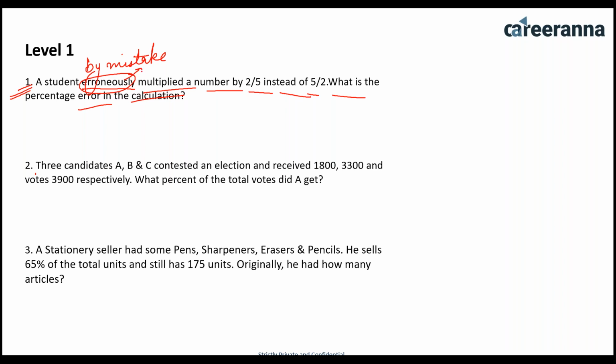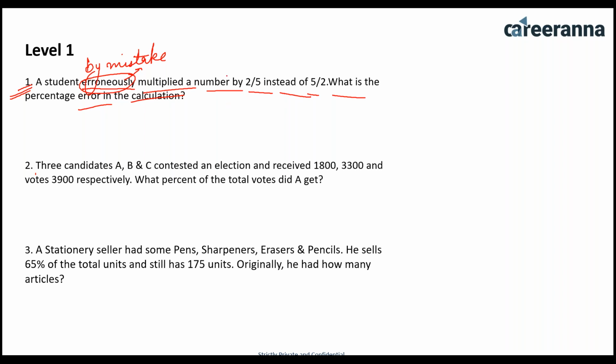Guys, please try to solve this question. Okay, Ayushi, very fast. Now we are 84. Very good, Anushka. How are you guys doing it? Please share your approach.